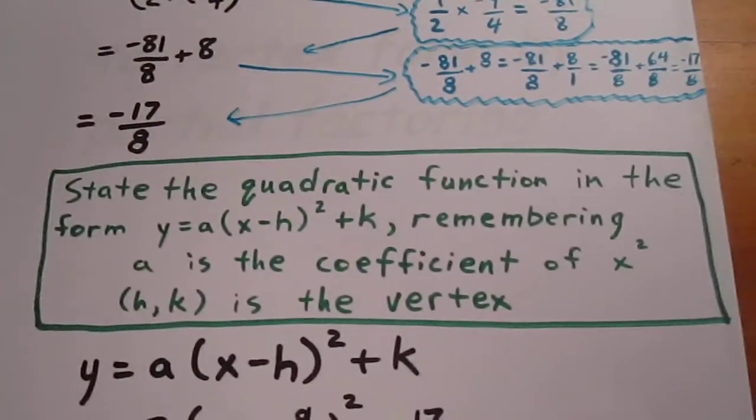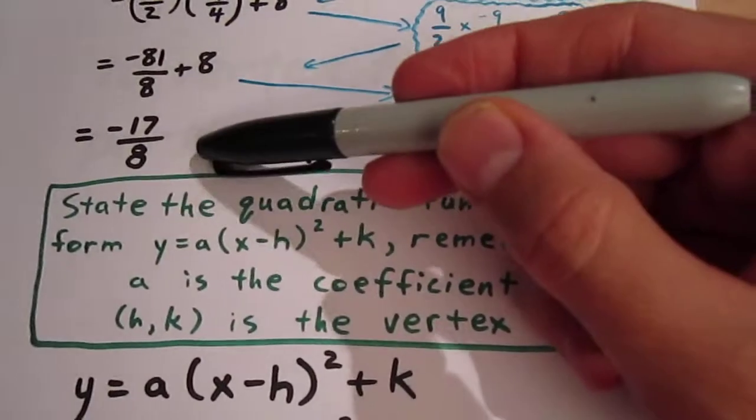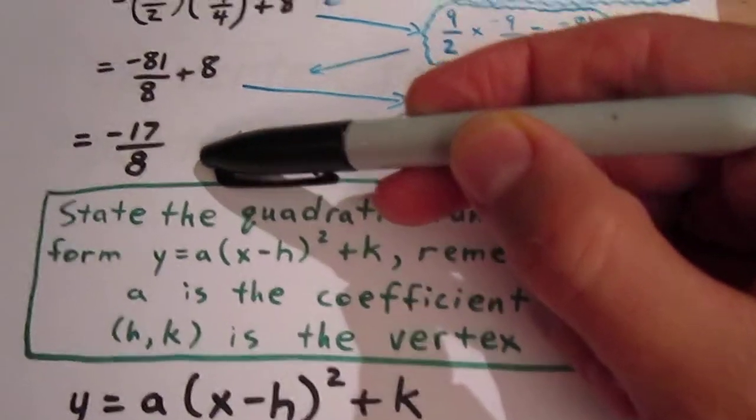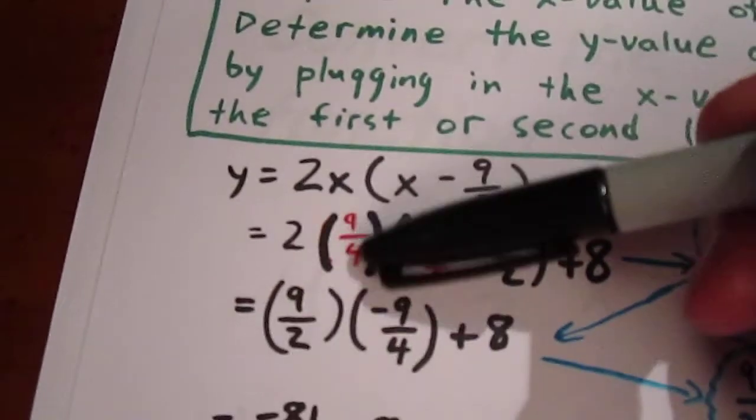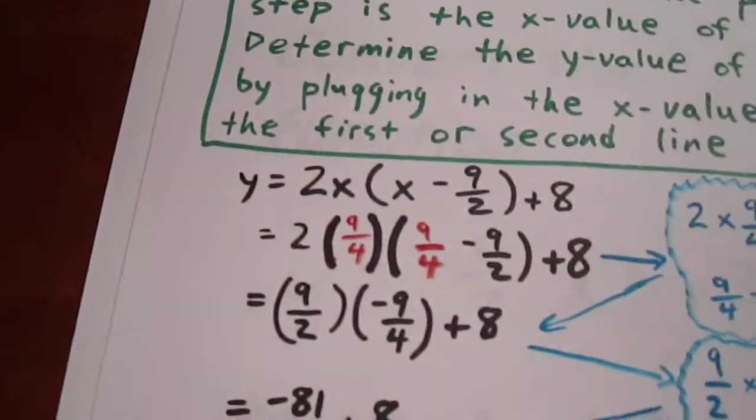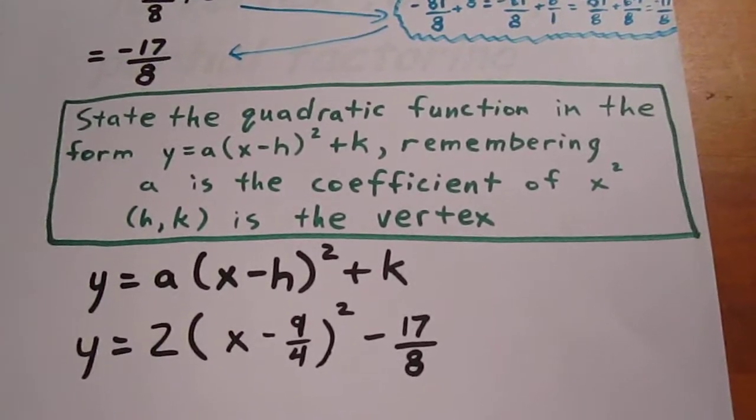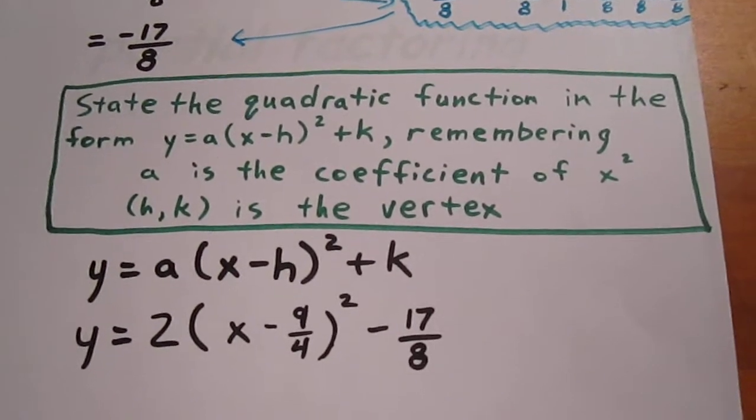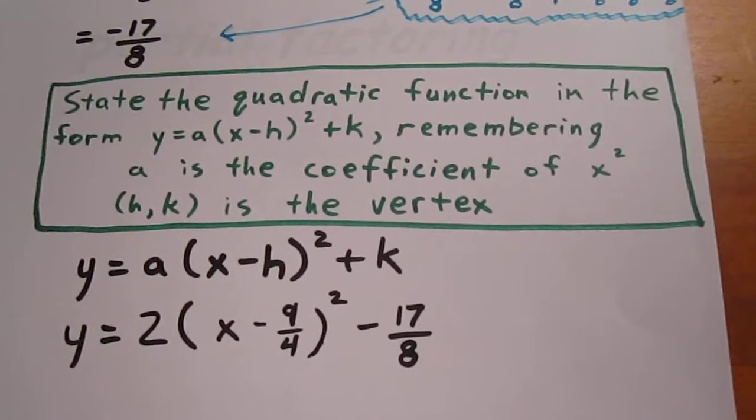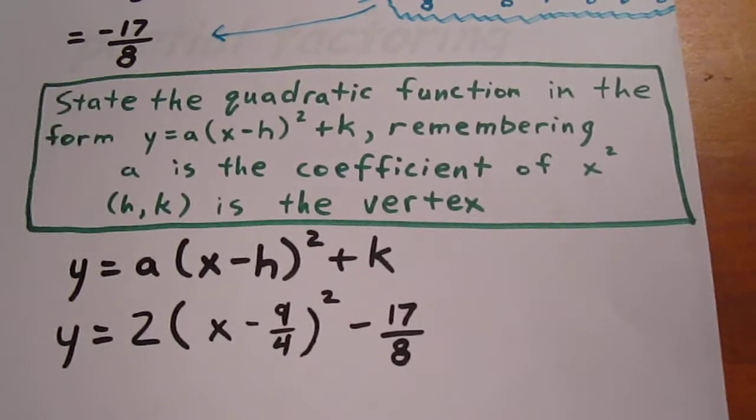Okay, so what we then are able to do is say that the y value of the vertex is negative 17 over 8, the x value of the vertex is 9 over 4, and the leading coefficient is 2. So we can state the quadratic function in the appropriate vertex form as y equals 2 times x minus 9 over 4, quantity squared, minus 17 over 8.